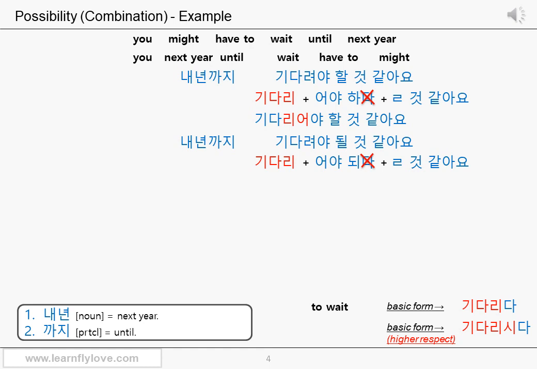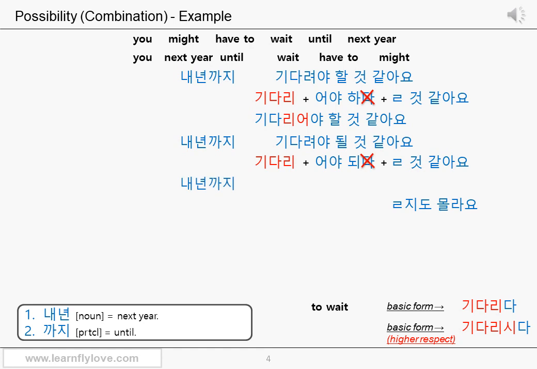There's almost no difference between 기다려야 할 것 같아요 and 기다려야 될 것 같아요. But I personally think people use the second one more. It's totally your call though. Then let's use 을지도 몰라요 this time, which means you might have to do that, but I don't know for sure. With 어야 하다.